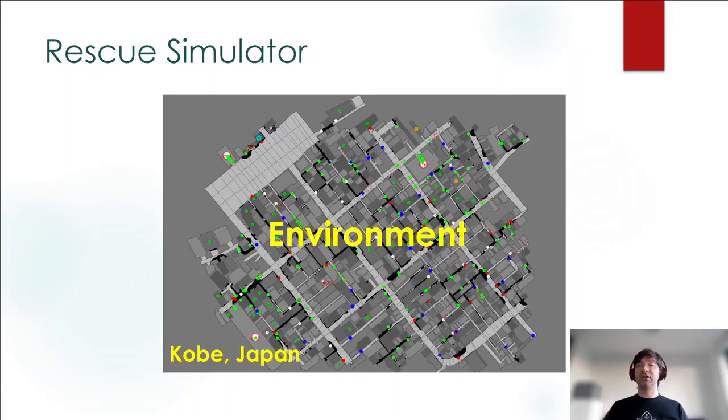The blue ones are the police force, and the police force is responsible for unblocking the roads. So their main task is to clean up the roads in order to allow the other entities to navigate the map more freely. Then we have the red ones, which are the fire brigades, and the fire brigades are responsible for unburying the civilians from collapsed buildings and releasing them for the ambulances, which are the white circles, to load them and transport them to the shelters. So the police force unblocks the roads, the fire brigades unbury the civilians, and the ambulances are responsible for transporting the civilians to the safe house or shelters.